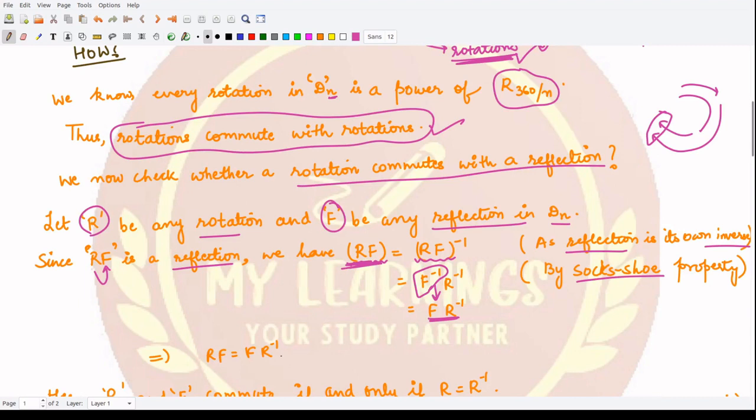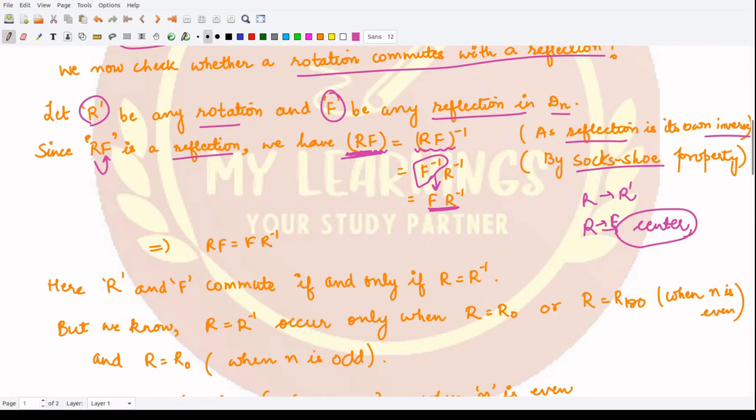Now we want them to commute. Why? Because if that is the case, then the rotation would be present in the center. We know a rotation commutes with other rotations, and if this rotation also commutes with reflections, then the rotation is present in the center, because in the center we have all the elements which commute with all the other elements of the group. So for them to commute, what do we require? Instead of this R inverse, if we have RF equal to FR, then we are through. So we are looking for only those rotations for which we have this property.